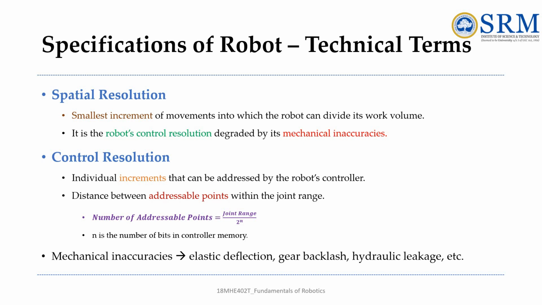And the control resolution refers to the individual steps the robot controller can manage, determining how closely it can move from one point to another within its range of motion. Mechanical inaccuracies like flexing, gear slack, or hydraulic leaks can affect this precision. So, in simpler terms, it's all about how precisely the robot can move, considering its own capabilities and imperfections.